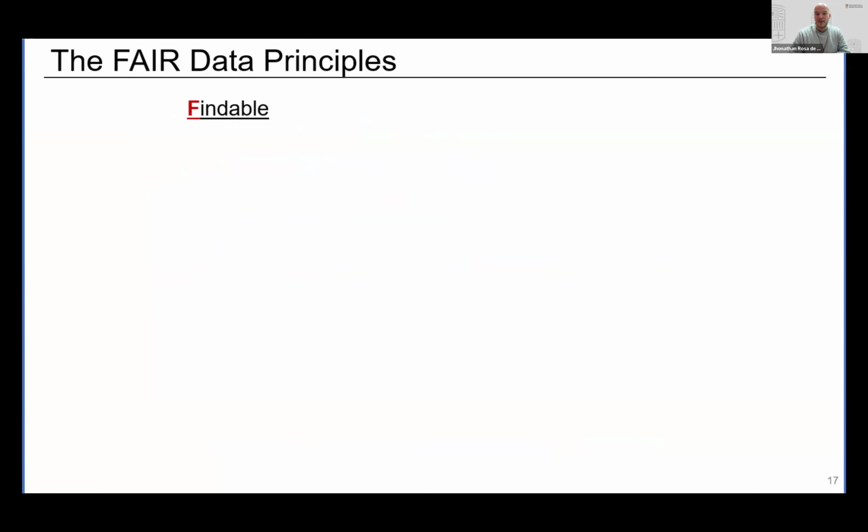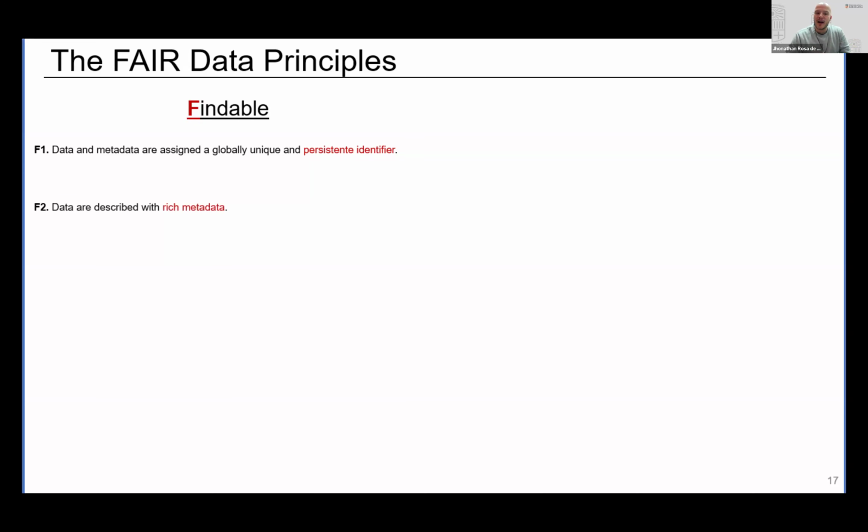In the sense of findable, data and metadata are assigned a globally unique and persistent identifier. For example, we have the DOI, which is an example of a persistent identifier. You can look on the internet for this research, and you can find it with a specific code that is going to point directly to your research.